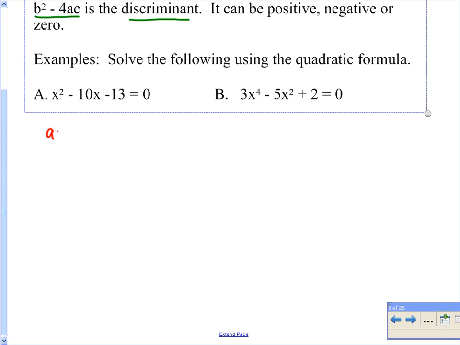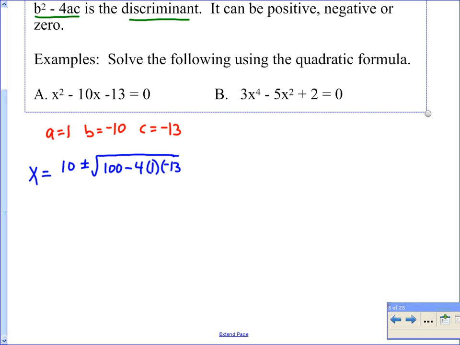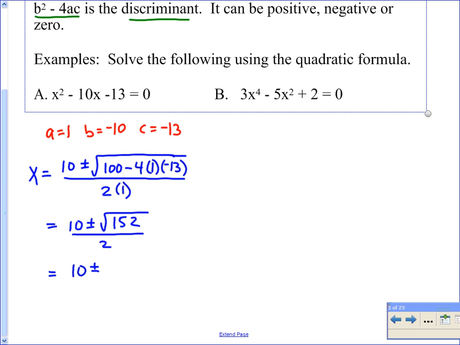In the first one, I have a is 1, b is -10, and c is -13. So if that's the case, then x is going to be negative b, which is 10, plus or minus the square root of b squared, which is 100, minus 4 times a, which is 1, times c, which is -13. And this is all over 2 times a. I need to simplify this. It's going to give me 10 plus or minus the square root of 152 all over 2.